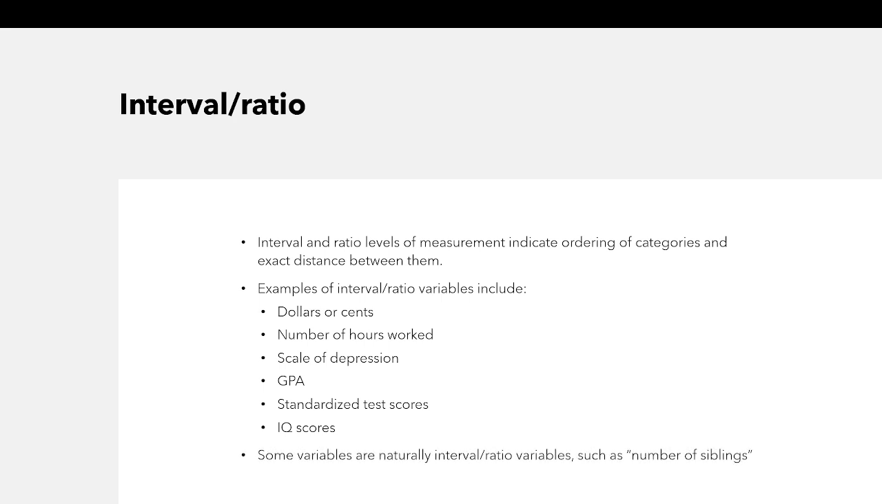Some variables are naturally interval ratio variables, such as the number of siblings. If I ask you how many siblings you have and you say 0, then there's not really a different way of answering that question, right? So that is naturally an interval ratio level.